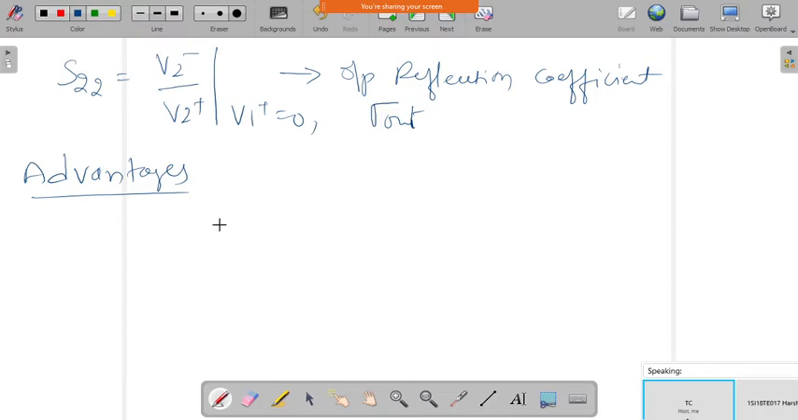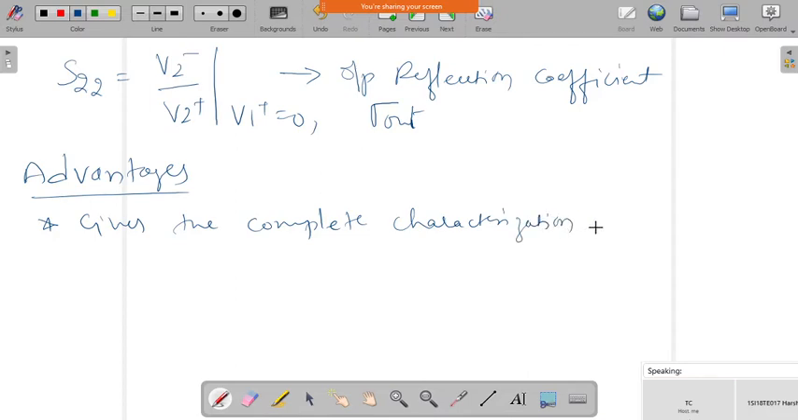So what are the advantages? It gives the complete description of the two-port network at higher frequencies. So it gives the complete characterization at higher frequencies.